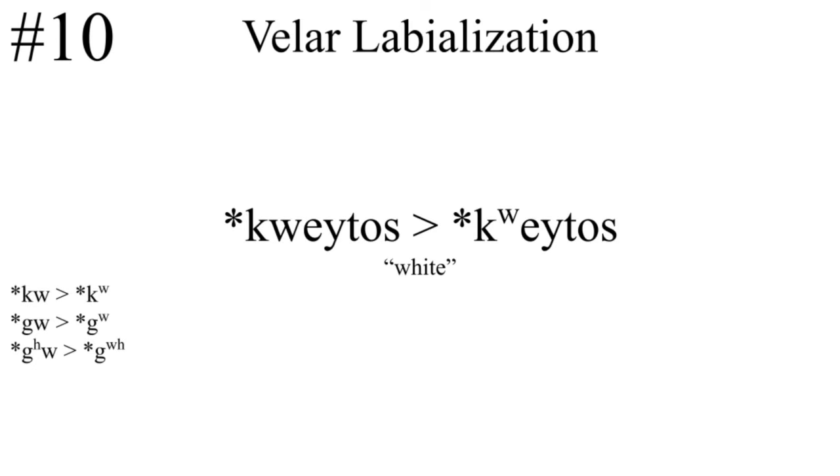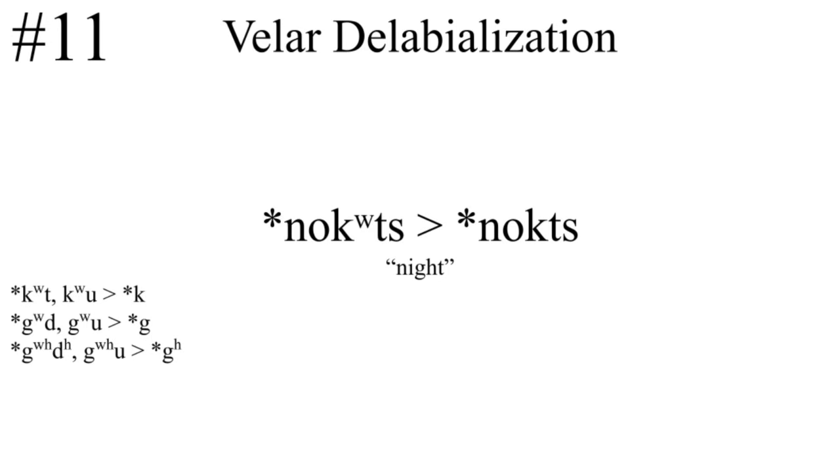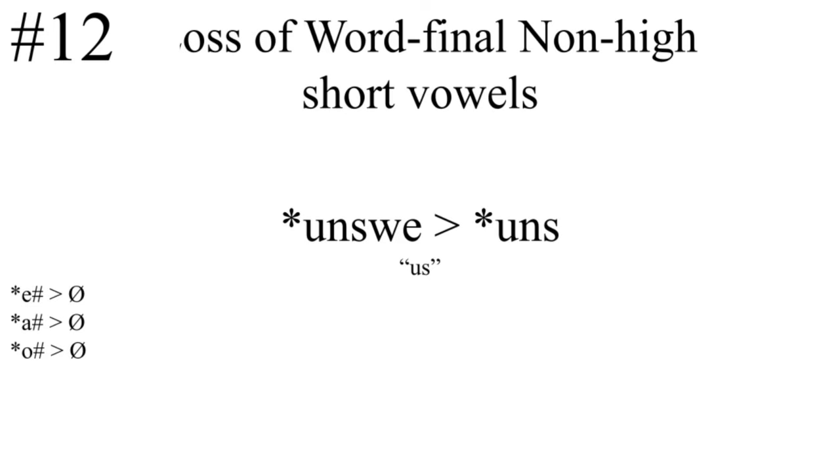Next up, kʷ becomes k. I'm surprised it took us this long to get here, but there you go. Next up, kw becomes kʷ. I doubt this can affect the same consonant twice, so nobody has to go through that emotional whiplash. Word final non-high short vowels disappear.